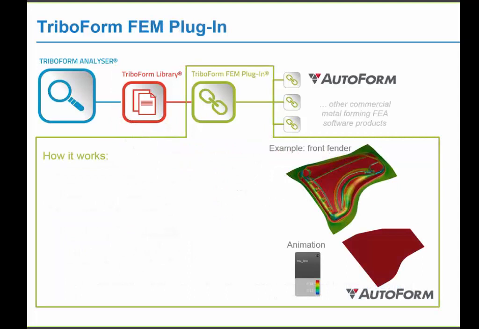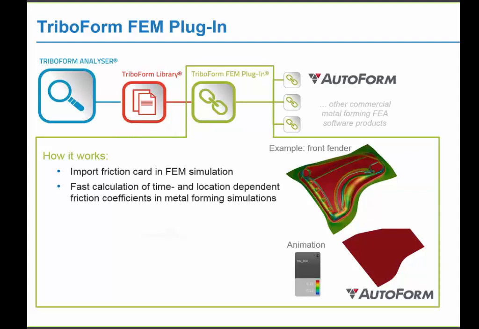So if we look at this coupling between the TriboForm Analyzer and finite element simulation packages, such as AutoForm, then using the TriboForm Analyzer, you have exported a friction card, and you can import this friction card in your finite element simulation. So this allows you to have a very efficient approach to calculate time and location dependent friction coefficients in metal forming simulations.